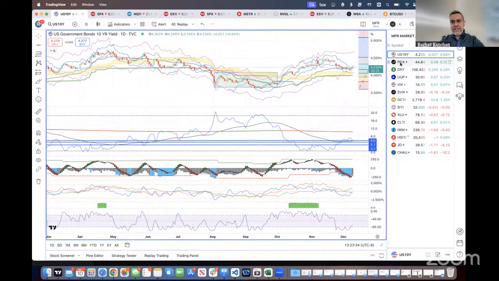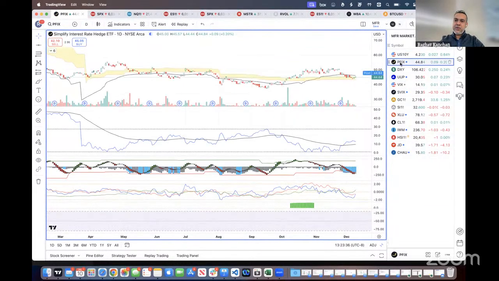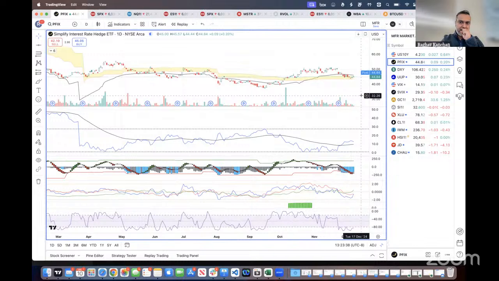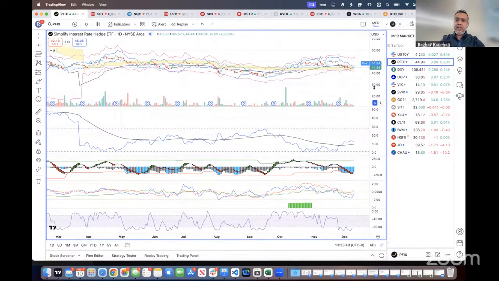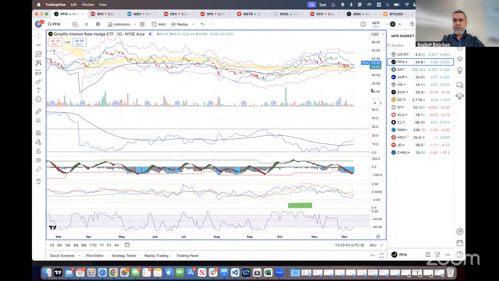The similar thing I'm seeing in the interest rate hedging ETF called PFIX. I use that to understand how the rates are behaving. It behaves very close to the 10-year, and I'm seeing similar things. There's a downside cap, and momentum is picking up as well. Now, that's for the rate side.